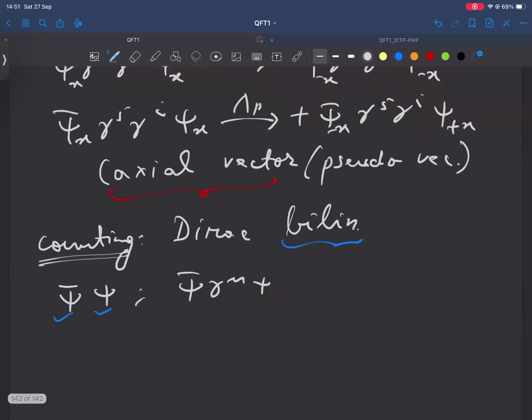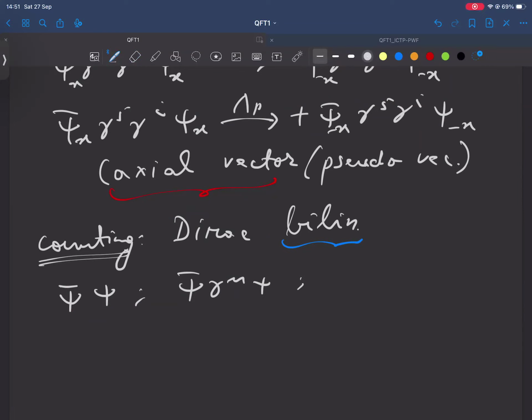So what did we have? In the last equation the subscript should be minus x. Yes, it's a typo. Okay, thank you.